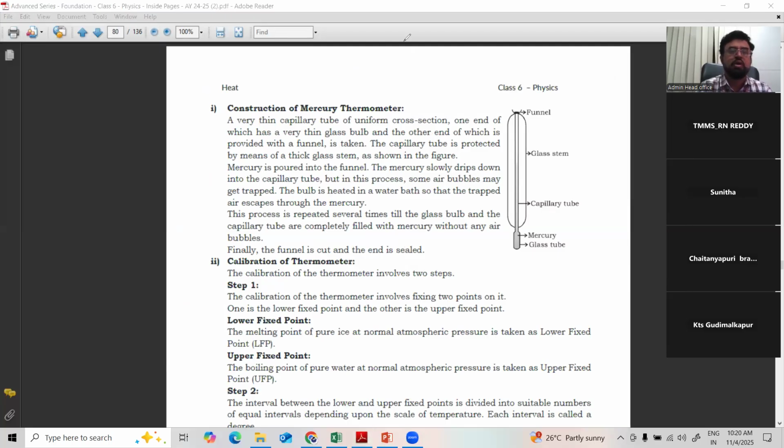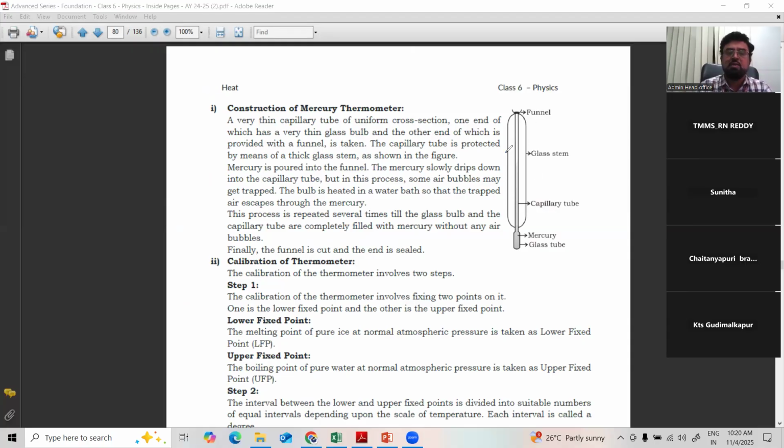Construction of a thermometer. It is very simple, nothing complicated to see. Even after the class, you can ask your teacher to get the thermometer and show it to you. A very thin capillary tube of uniform cross section. Uniform means the same thickness.